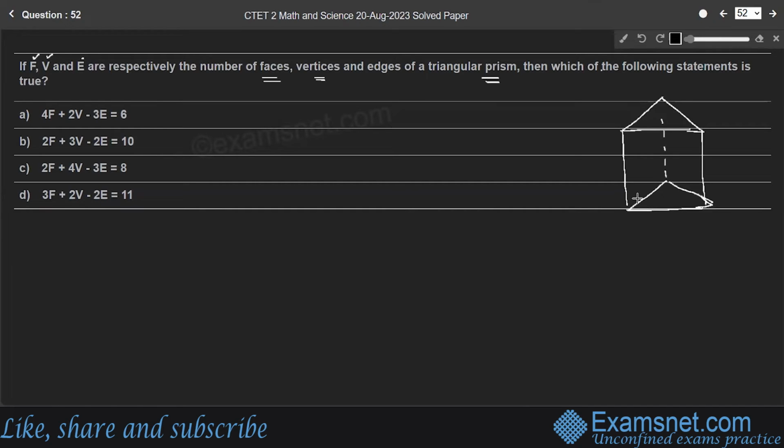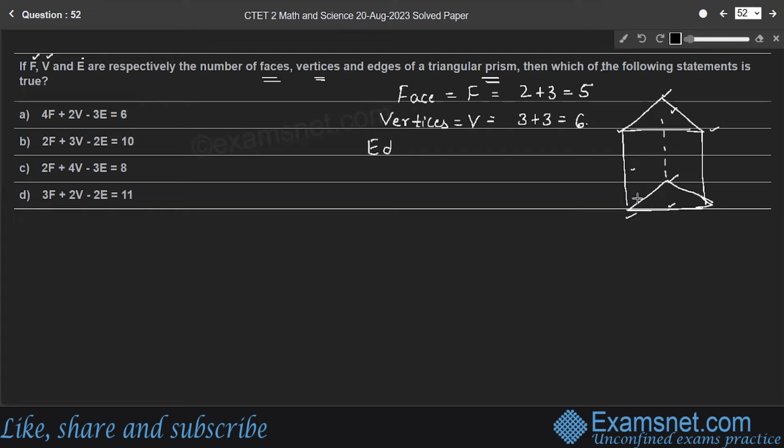So let us write the number of faces, vertices, and edges in that. The number of faces, we'll represent it with F. It has one top face, one bottom face, and three triangular faces sideways. So one front face, left and right faces. Therefore, it has 2 plus 3 faces. Totally, it has 5 faces. And the number of vertices: 3 vertices on the top and 3 vertices at the bottom. So 3 plus 3, 6 vertices.